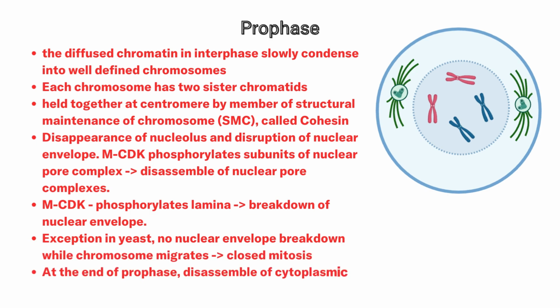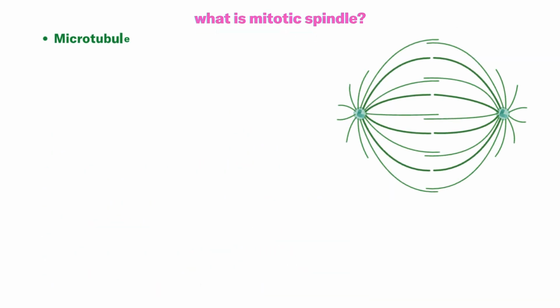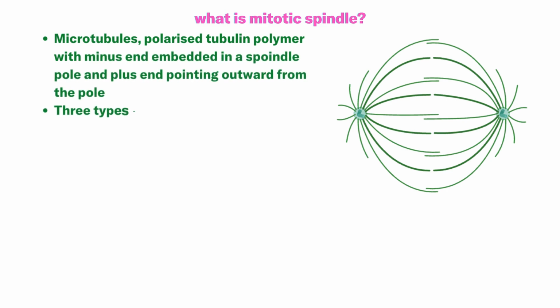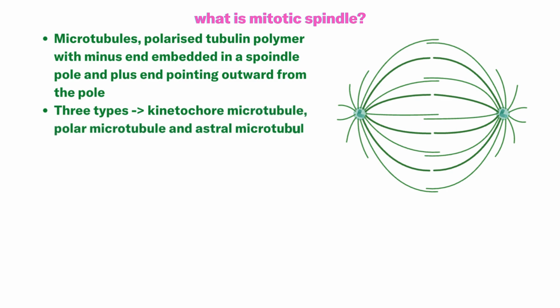At the end of prophase, there is disassembly of cytoplasmic microtubules and formation of the mitotic spindle. What is the mitotic spindle? It is made of microtubules, which are polarized tubulin polymers with the minus end embedded in a spindle pole and the plus end pointing outward from the pole. It has three types: kinetochore microtubule, polar microtubule, and astral microtubule.